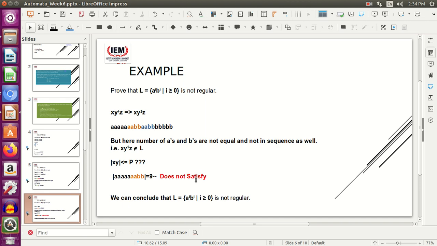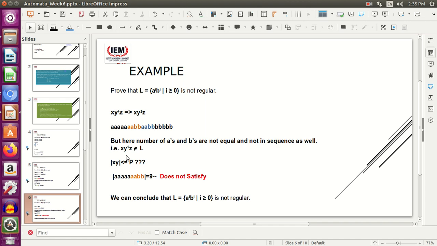Okay, so just by looking at the language, by now you should be able to say that this is regular and this is not regular. So this is an example where a to the power i, b to the power i can never ever be regular. And for proving that it is not a regular language, we have used the pumping lemma, and these were the steps that you have encountered for proving the same.